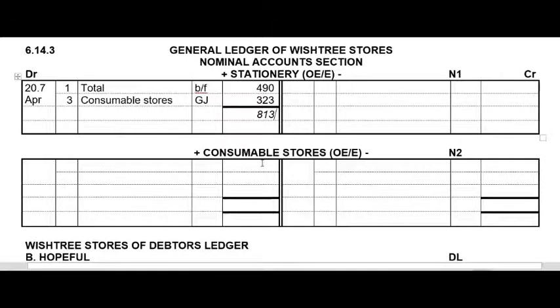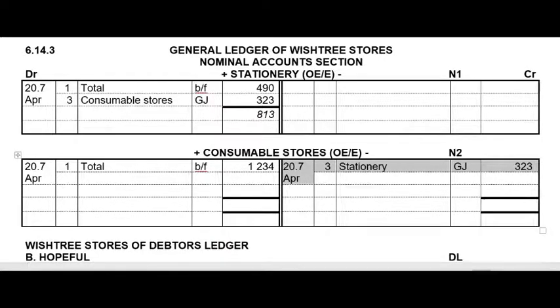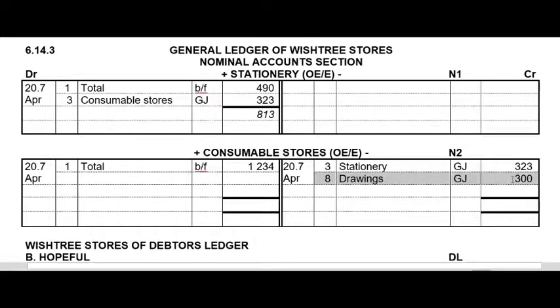Consumable stores is a little bit more tricky. Okay, so the opening balance was given to you. And remember to write total brought forward as 1,234 Rand. Then on the 3rd, we debited stationery, but we actually credited consumable stores. Okay, and the contra account was stationery in the general journal. And then remember, there was also the drawings of consumable stores on the 8th. So drawings is the contra account, 300 Rand. But now we've got entries on both sides of this nominal account. So we actually change it because it has balance sheet characteristics. We now treat it as a balance sheet account.